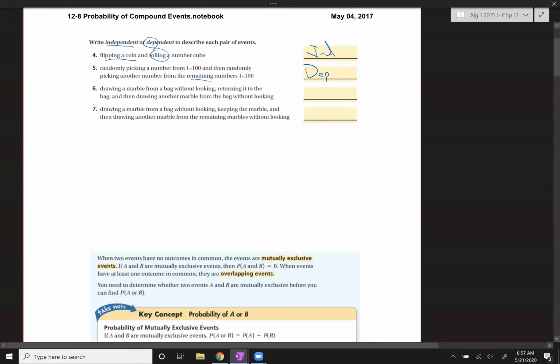Drawing a marble from a bag without looking, returning it to the bag, so this is key, and then drawing another one. Well, these are independent because we returned the marble there. If we had left it out, then we would have a dependent situation. So keeping the marble out, drawing a marble from a bag without looking, keeping the marble and drawing another one, that makes it dependent. So that's the big difference in 6 and 7.